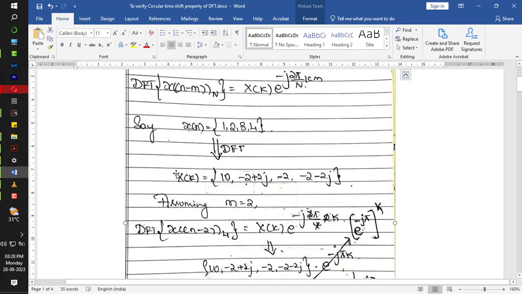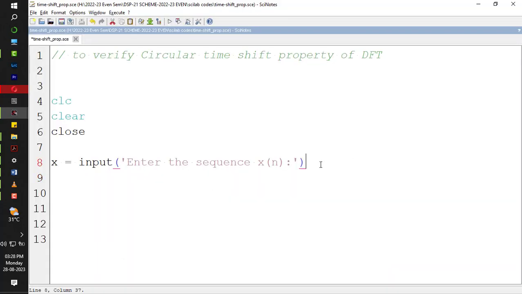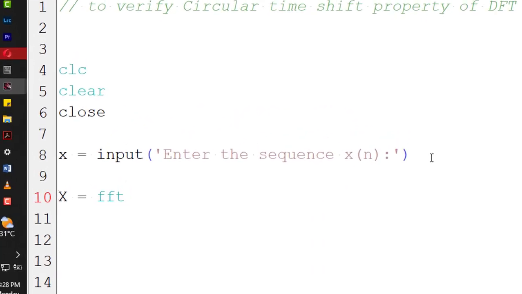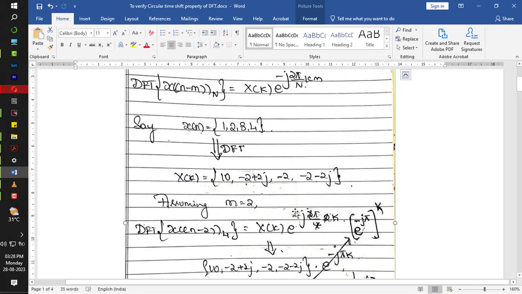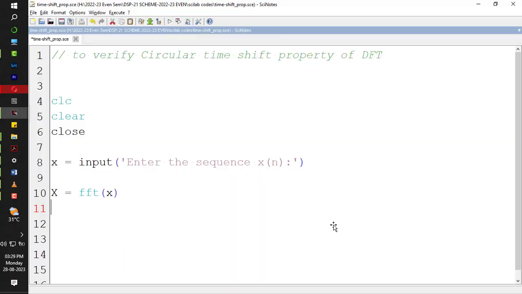We have to take the DFT of x of n, which is X of k. We shall do that. Capital X is equal to FFT of small letter x, and what we need to do is multiply X of k with e power minus j 2 pi by 4 into 2k. And k, what is that k here? K is nothing but a sequence varying from 0 to n minus 1, and n in our case is 4. So k starts from 0 and ends at 3, right?